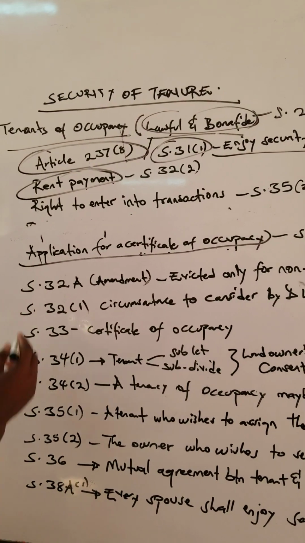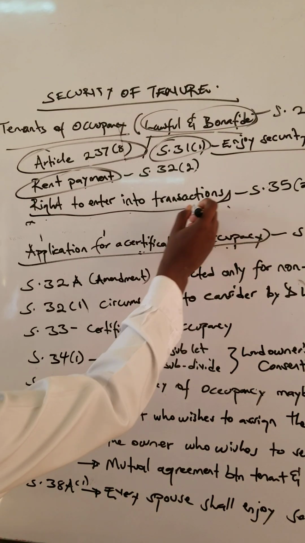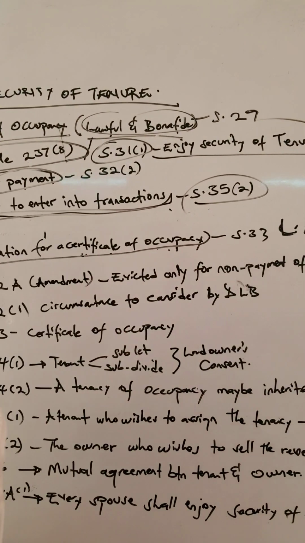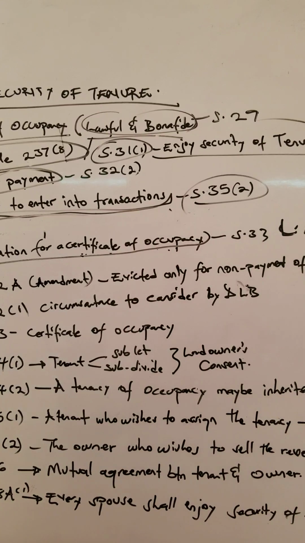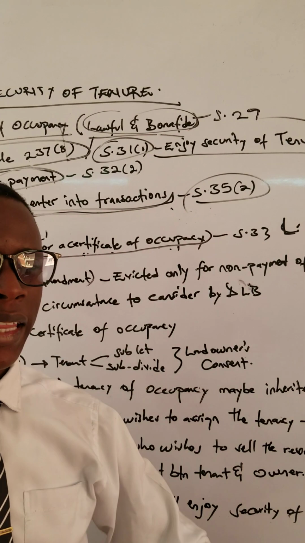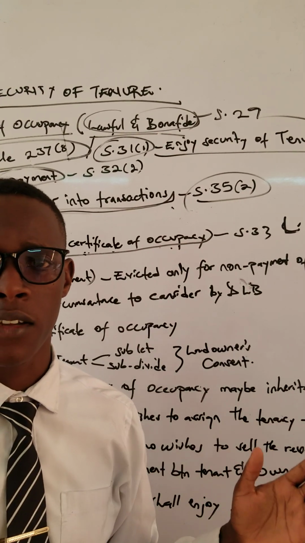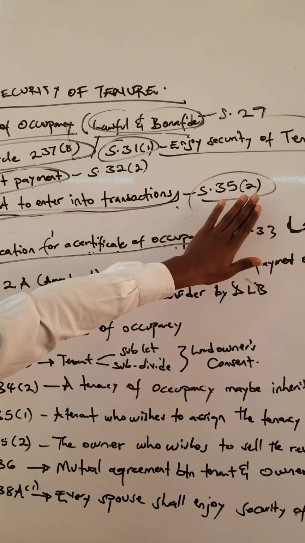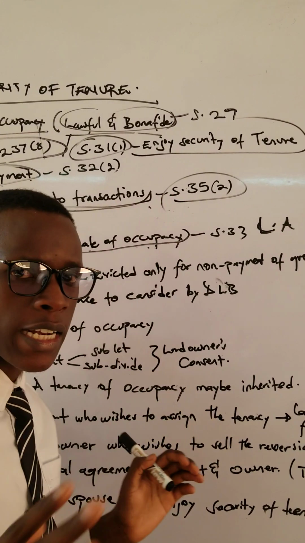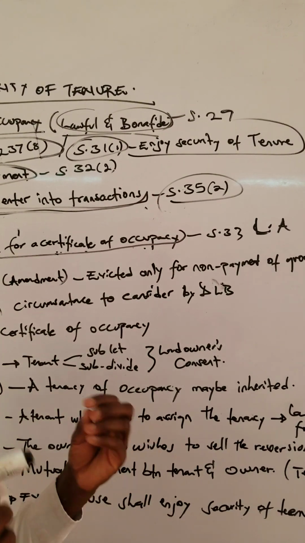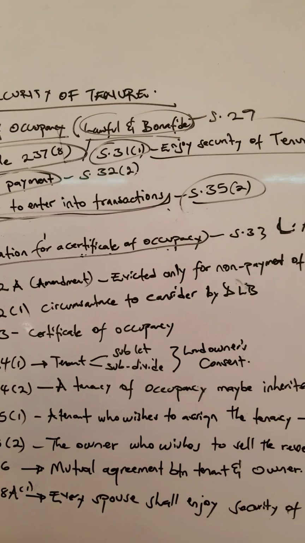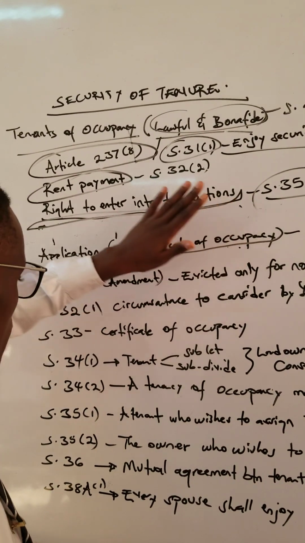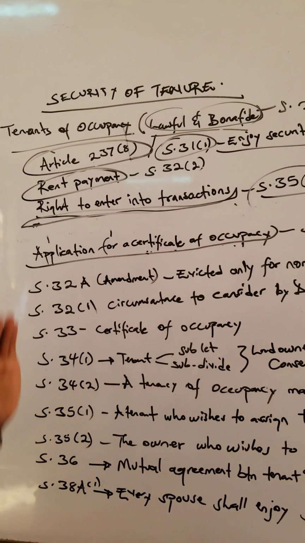Then we also have the right to enter into transactions. When you read Section 35, subsection 2, the right to enter into transactions means that they can sublet, they can lease, they can sell, they can do anything. You understand? That's what they mean by the right to enter into transactions. When you follow Section 35, it portrays that essence very well. So bear that in mind. We are going to see further how they do the transaction.